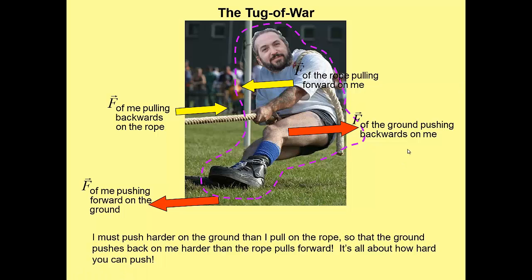Now, of course, there's limits to how hard I can push on the ground without breaking my ankles or sliding on the ground. There's limits to how hard I can pull on the rope, right, without ripping my hands apart. But still, it's not just about the pull. It's also about the push.